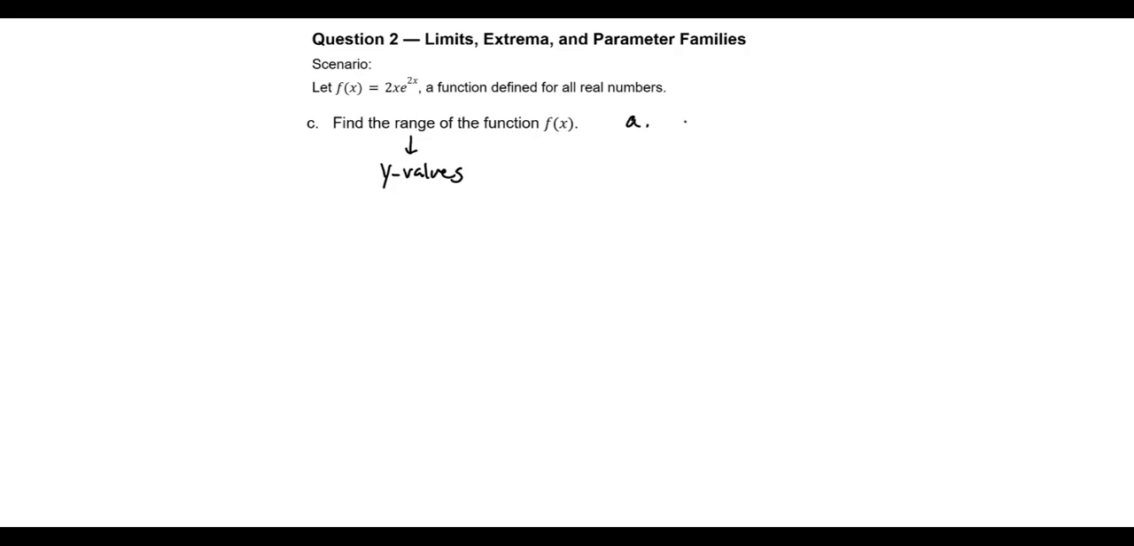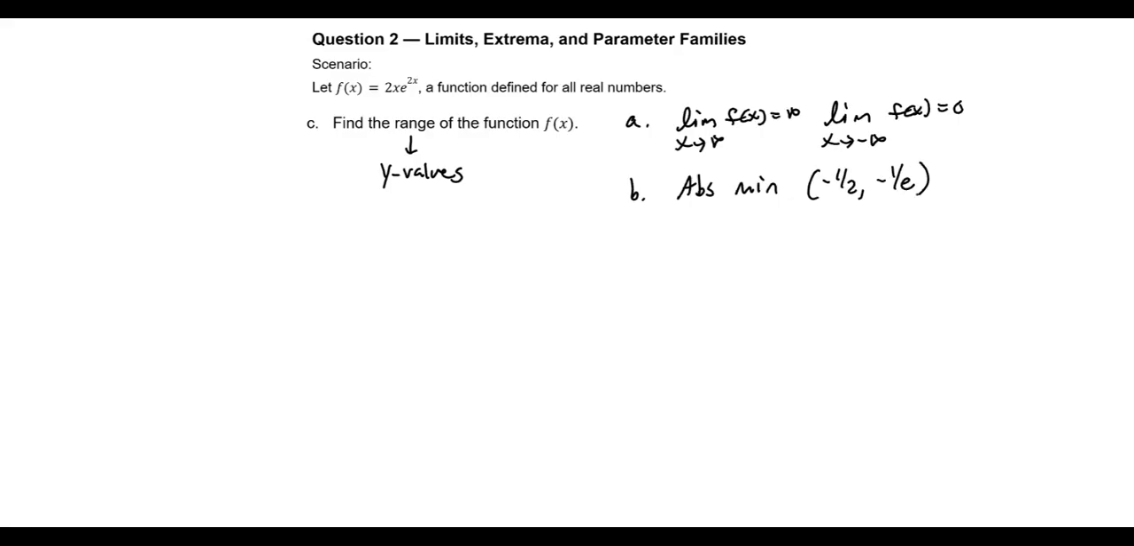Remember that in Part A, we figured out that the limit as x approached infinity of our function was infinity, and the limit as x approached -infinity of our function was 0. Then in Part B, we figured out that the absolute minimum occurs at this point here. It was -1/2, -1 over e. So we can actually do a quick little sketch of what I've got here.